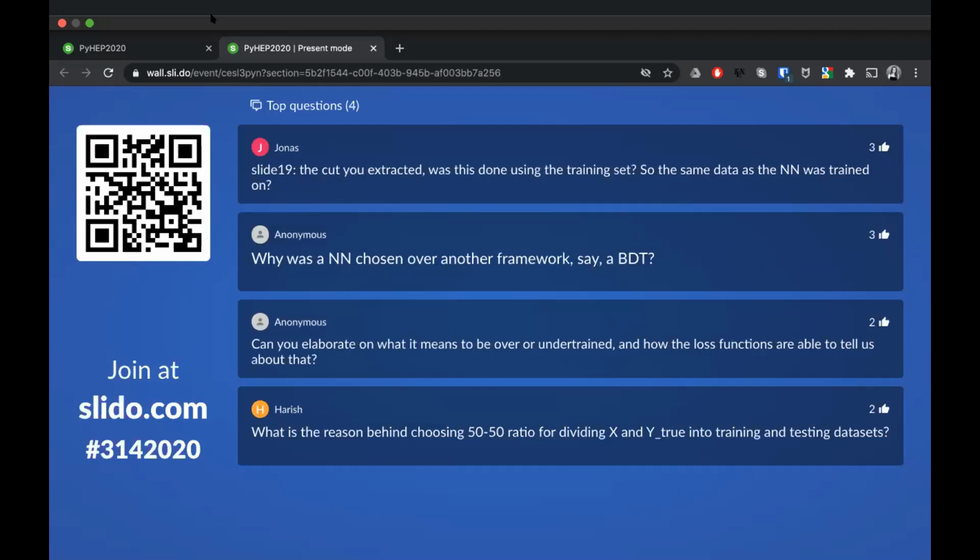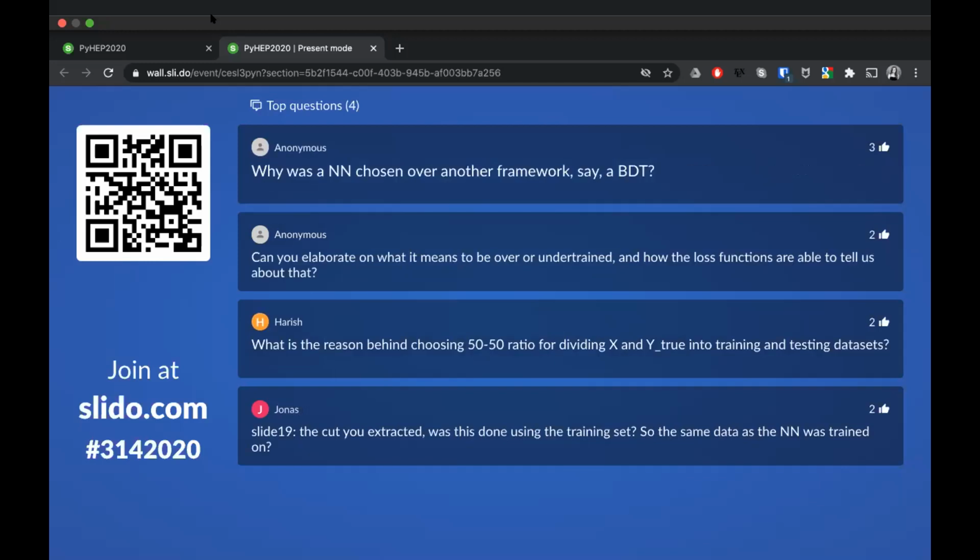Undertrain is the opposite thing to overtrain. Okay, I see. I also recommend you look at some lectures on machine learning because it's very well explained there when models are overtrained or undertrained. So why was a neural network chosen over another framework, say a BDT?